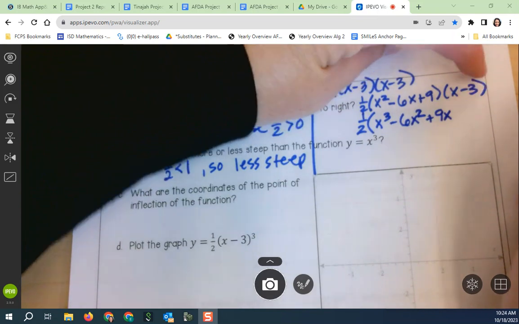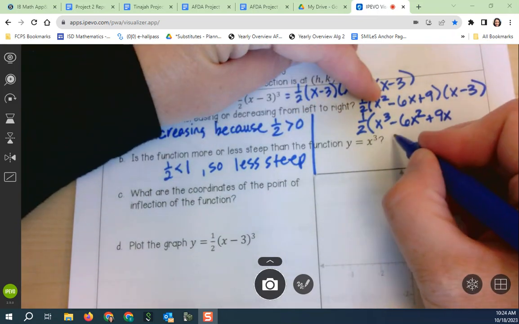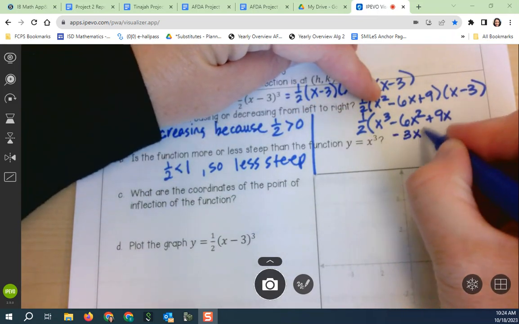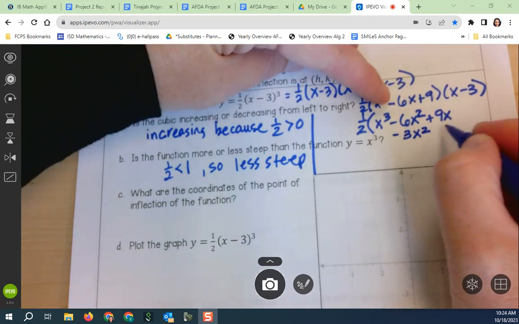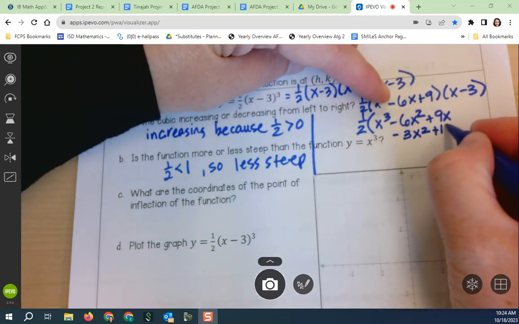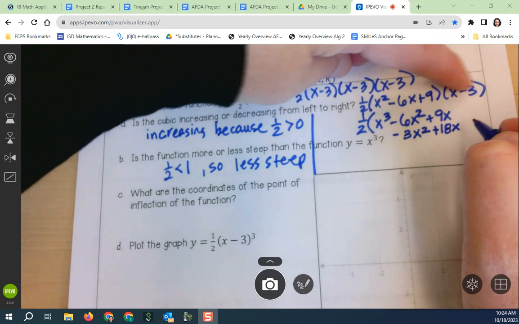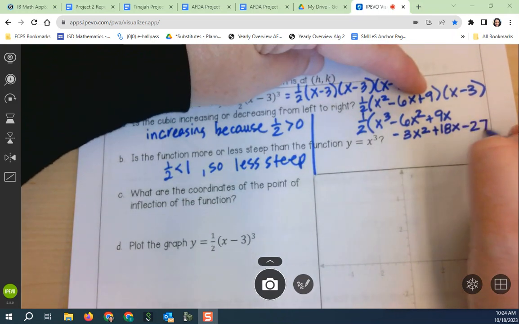And then I actually like to line these up. So negative 3 times x squared, I'm going to line it up here. Negative 3 times negative 6x, positive 18x, and negative 3 times 9.